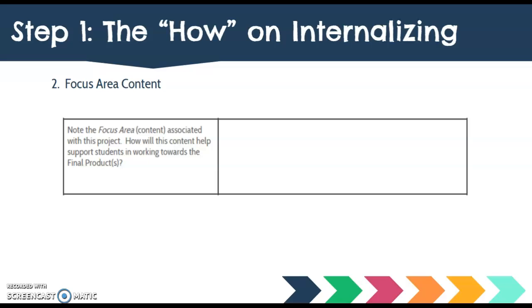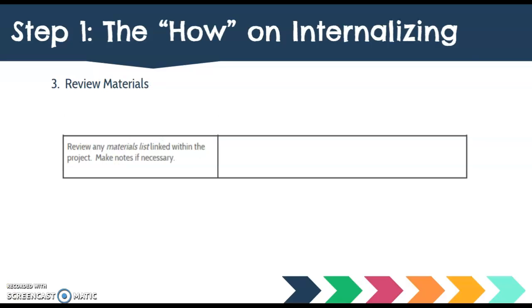After you have looked at the description of the project, you will go into the focus area content, and then you will look to see what is associated with that focus area and how it relates to the project. On the template, you will write down how the focus area content will help support the students in working towards the final products. The next step on your template is you will look at the materials that are listed under the project, and you'll review those materials and write down how these materials will help with the project.